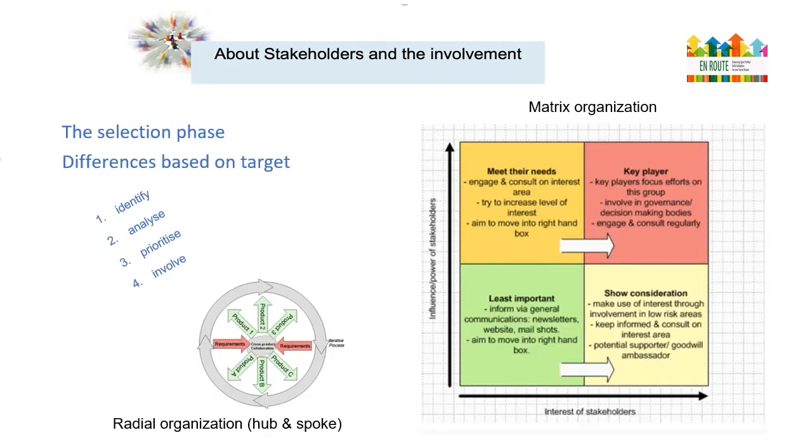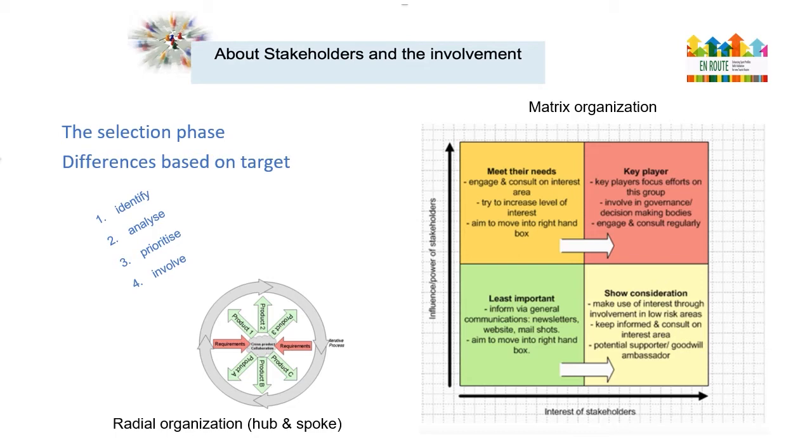The selection phase. Differences based on target. To visualize a map, you can follow the four most common steps. 1. Identify. 2. Analyze. 3. Prioritize. 4. Involve. Referring to the different existing models is a basis for development. Useful models to apply are matrix and organizational models for effective planning.